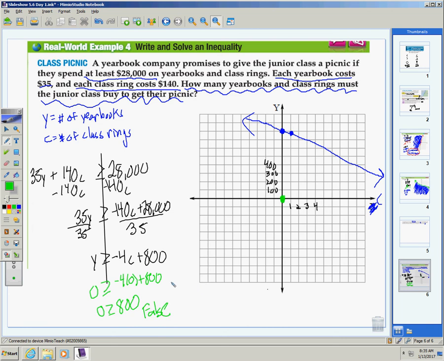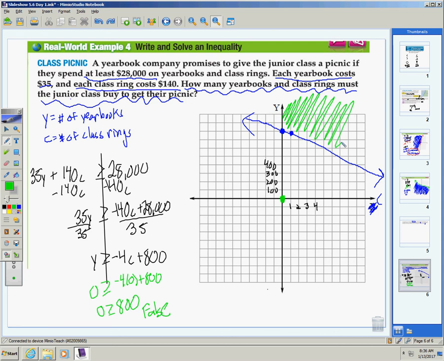The only thing is, here's what we need to think about it being a real-world situation. If I shade over here to the left of the y-axis, I'm actually shading for negative numbers of class rings, which doesn't make any sense. So when you have a real-world situation, you have to make sure to not shade negative numbers if they don't make sense. So actually your answer would look something like this.